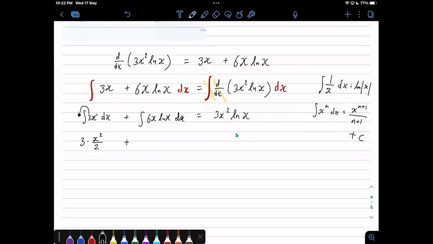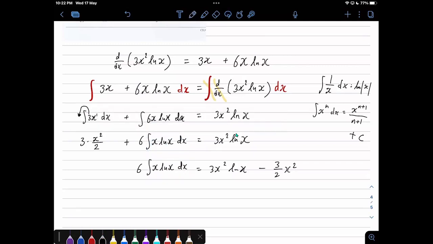Then plus, this one cannot do anything, so we factor out the 6 first. Then 3x squared ln x also cannot do anything. At this stage, I still don't put a plus c. Later, at the very last step, then put a plus c. Over here, you realize that this is actually 3 over 2x squared, so you can bring it over. So you end up with 3x squared ln x minus 3 over 2x squared. And then this is 6 times that integral.